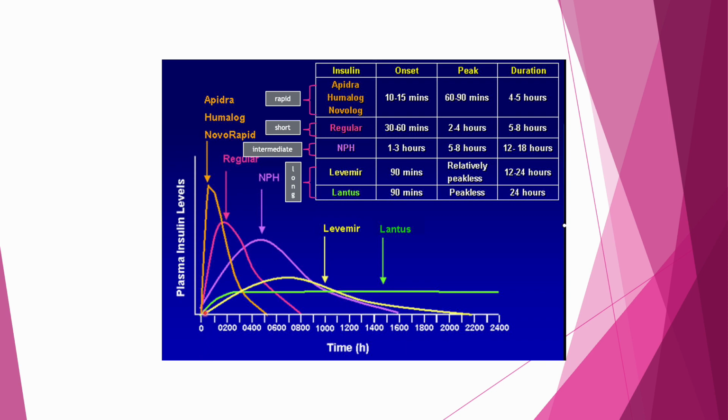So right here you can see the orange, it's going to peak faster because that's your rapid, right? Your regular should peak next and your NPH. And then remember how we said about your long-acting that it's peakless. It's not going to peak, so you're not going to have symptoms of hypoglycemia. And then the duration should be longer for your long-acting, right? So here you can see your Lantus, your Levemir lasting longer than, say, your short-acting and intermediate and your rapid there.